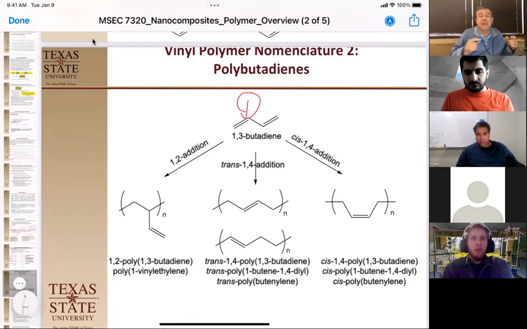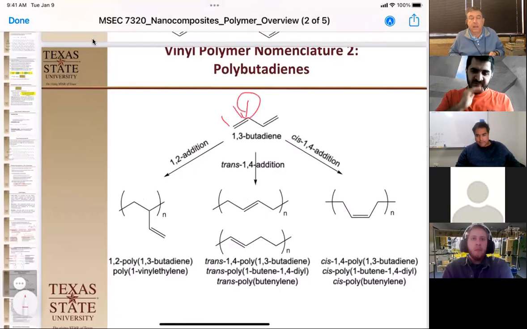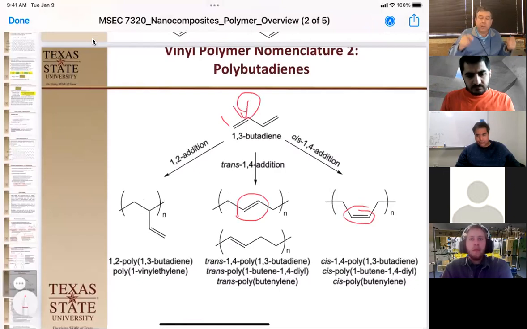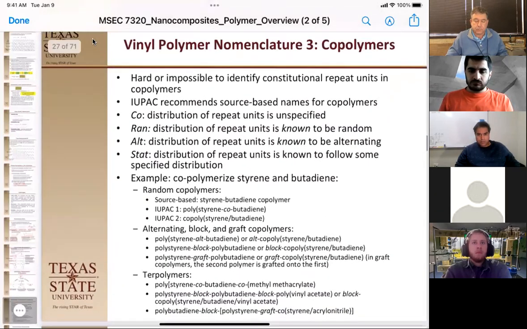But it can be polymerized in a number of different ways. We can actually just polymerize one of the double bonds, and that's called 1,2-polybutadiene. And then we can polymerize it where we have a trans configuration or a cis configuration. Not only are they polymerized by different catalysts or different methods, they all have different names and different properties, different reactivities, even though they all start with the same starting material. So we have to be, again, very diligent about our polymer names.